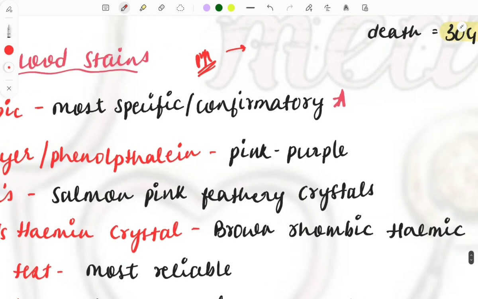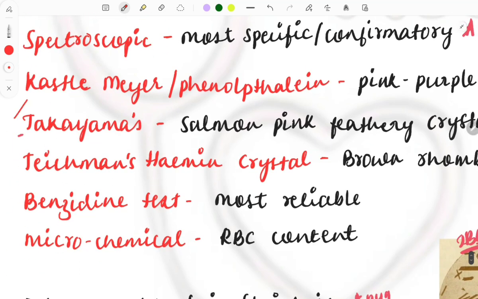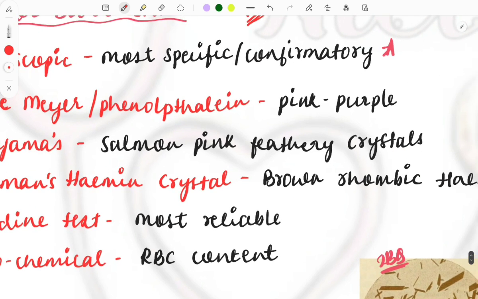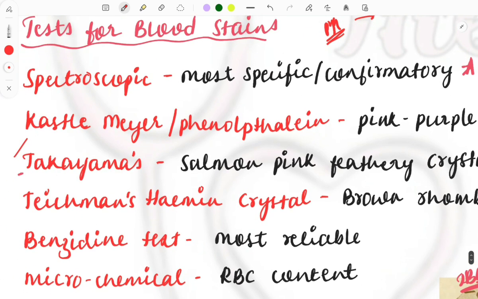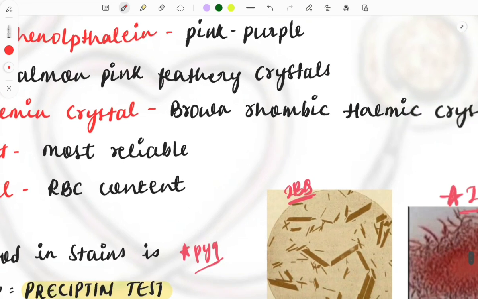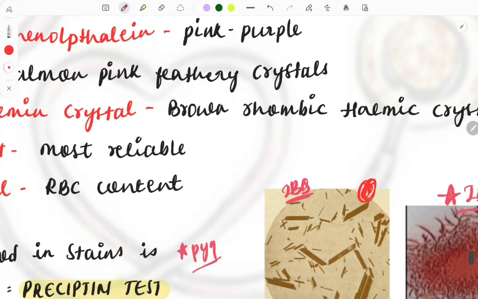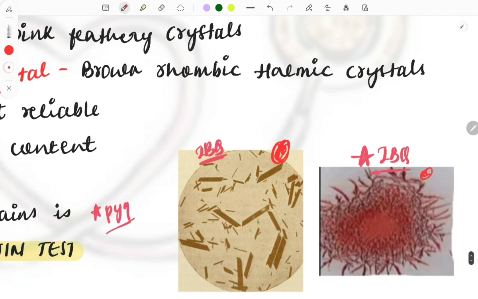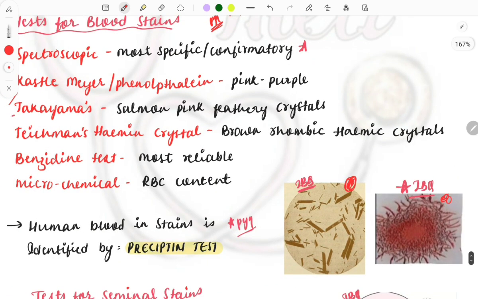Likewise, they can describe this thing. The pink purple feathery appearance is given. Feathery one is this, Takayama. So this is an important image. Takayama is important, salmon pink feathery crystal. But if you see pink and purple, then it is the Kastle-Meyer. Then Teichmann heme crystal, brown rhomboid. So as you can see here, this is the rhomboid, and this one is the Takayama feathery, salmon pink feathery.